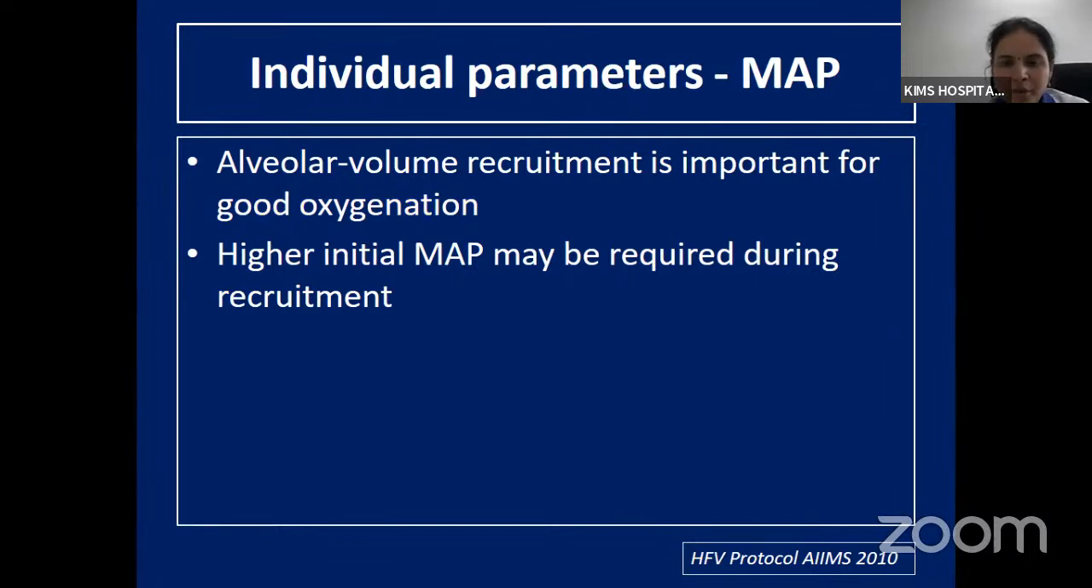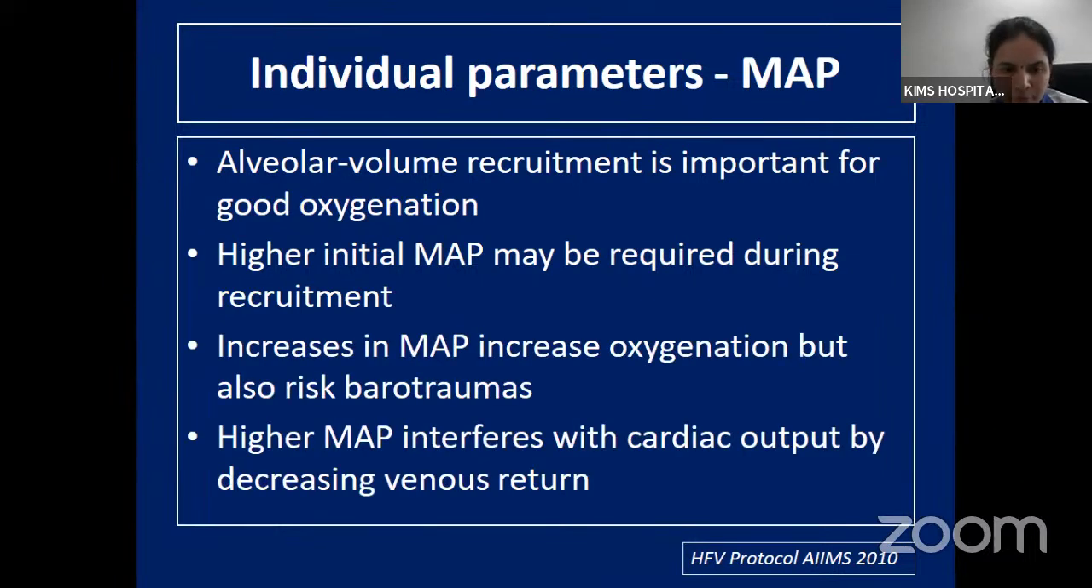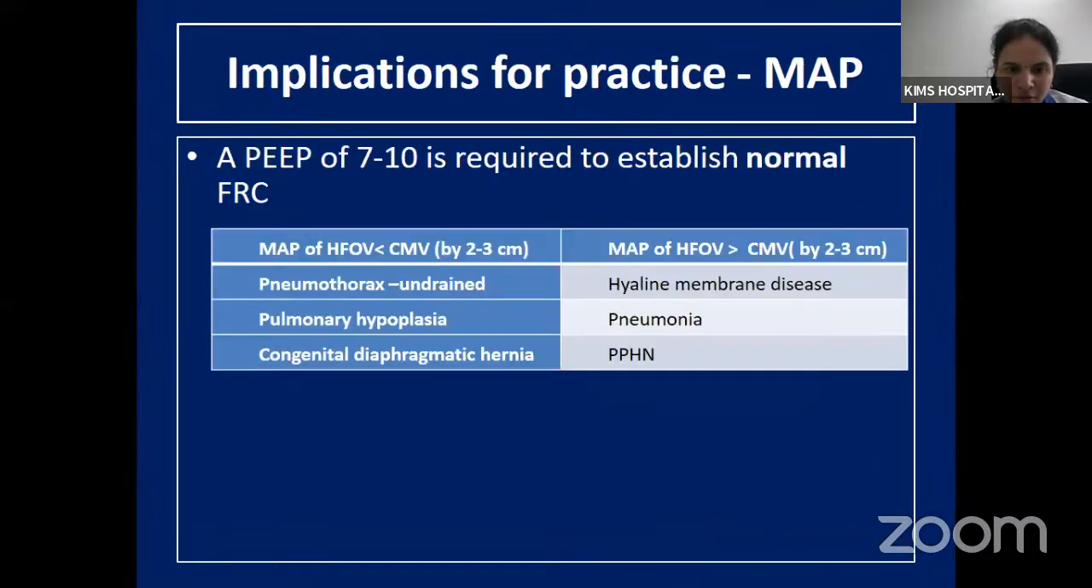Alveolar recruitment is important to achieve good oxygenation. Thereby, MAP is very important to achieve the open lung strategy. Higher initial MAP may be required during recruitment. Though increasing MAP is beneficial for improving oxygenation, it also increases the risk of barotrauma, and this strategy must be used with caution. Higher MAP also interferes with the cardiac output by interfering with the venous return. So in most of the lung diseases, in term babies, it may be ideal to begin with a MAP of something around 12 to 14 based on the underlying condition.